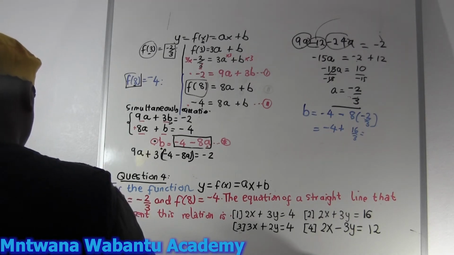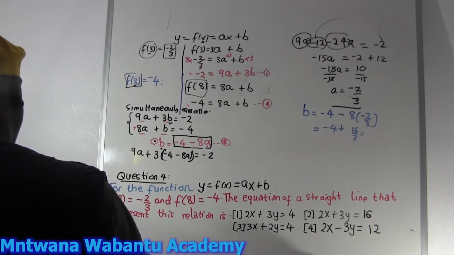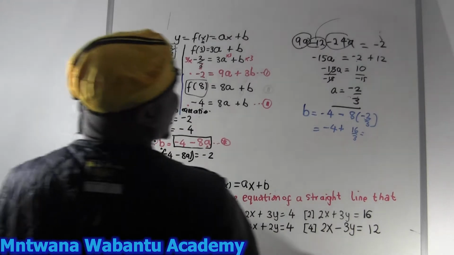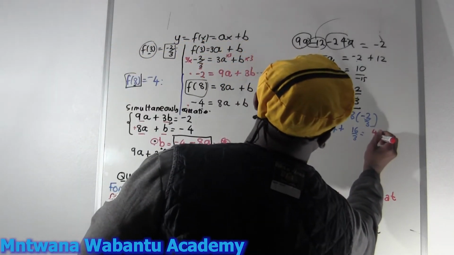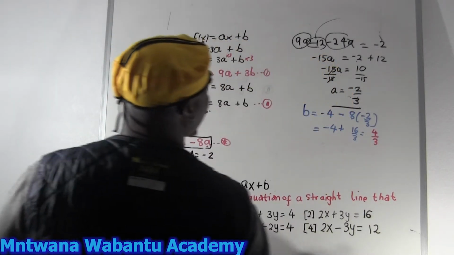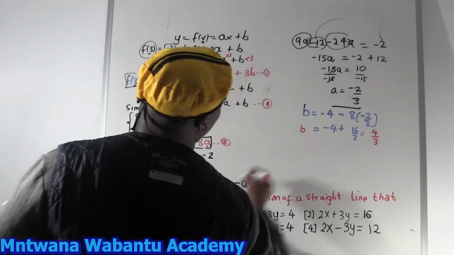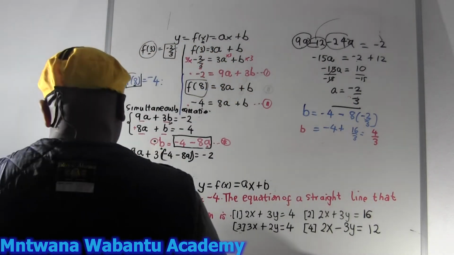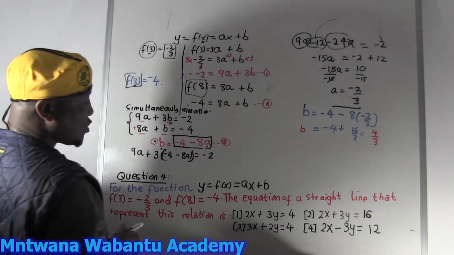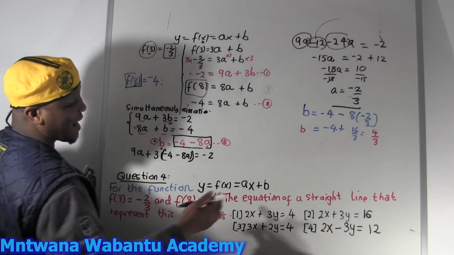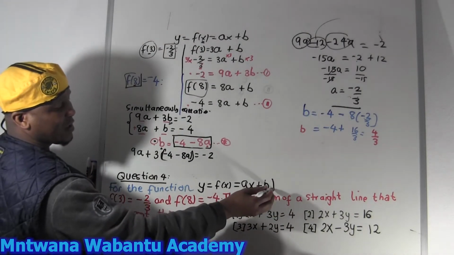Negative 4, excuse me. We get 4 over 3. So this is going to give us 4 over 3, positive. So our b is equal to 4 over 3, positive. But now let's go to the equation. What do they want? They say the equation of a straight line. What is the equation? This is the equation here.